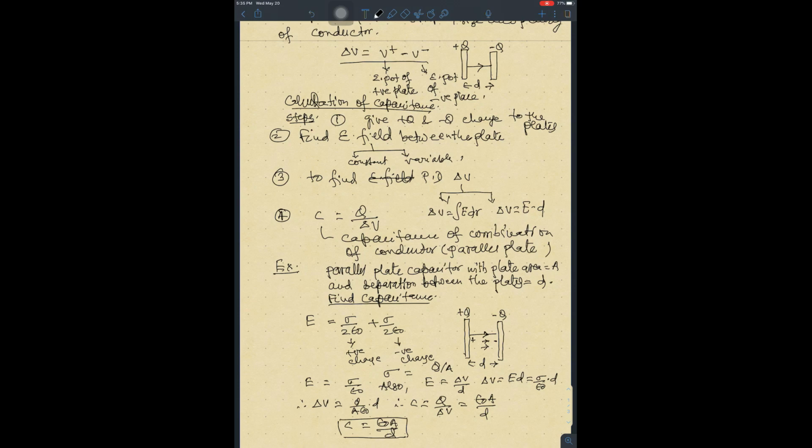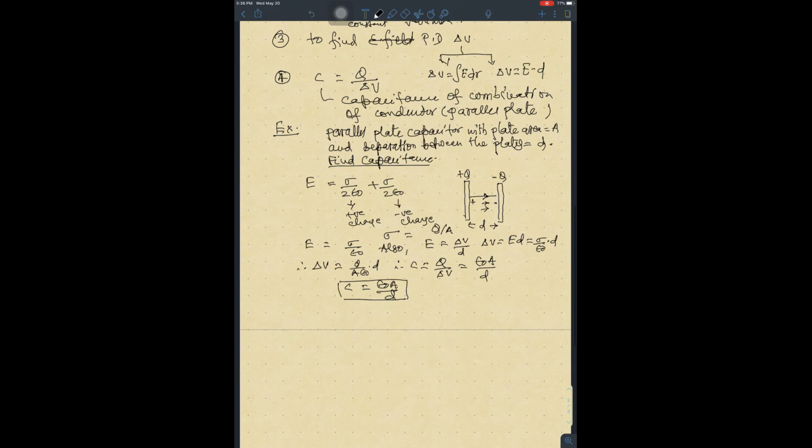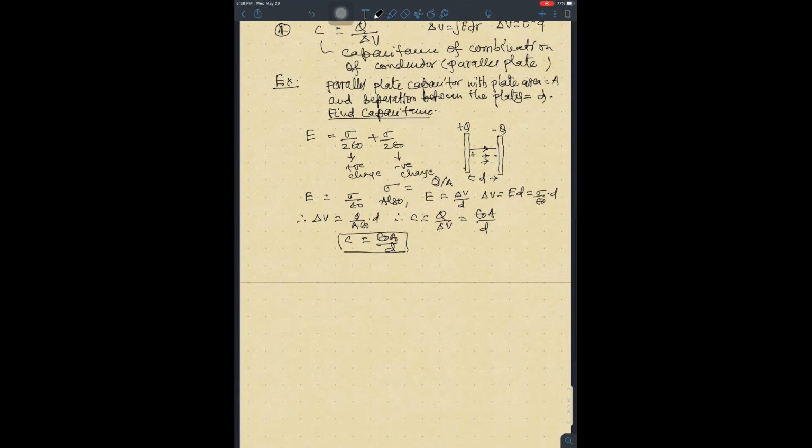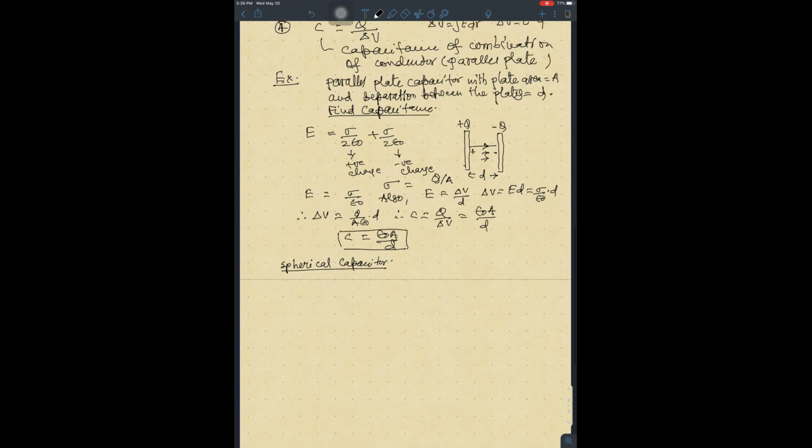Now we have understood the method of how to calculate the capacitance, and again we will try to apply the same concept in order to find the capacitance of a spherical capacitor. So for a capacitor we need two conductors. Suppose we give a charge to one conductor and another conductor. So what is a spherical capacitor? Now our discussion is on a spherical capacitor.